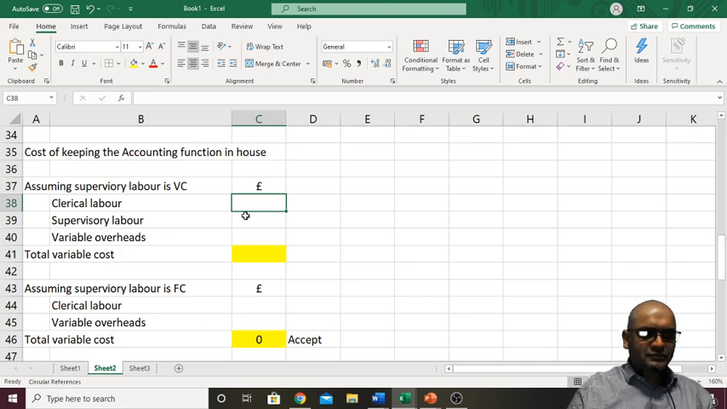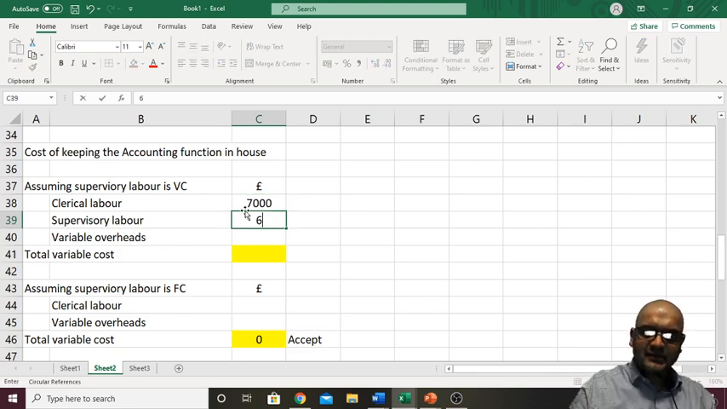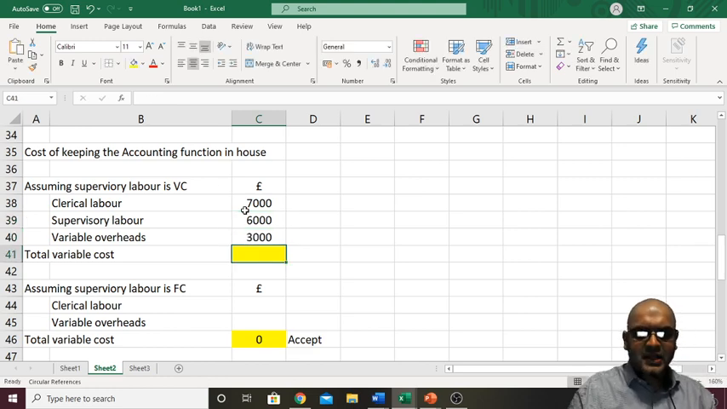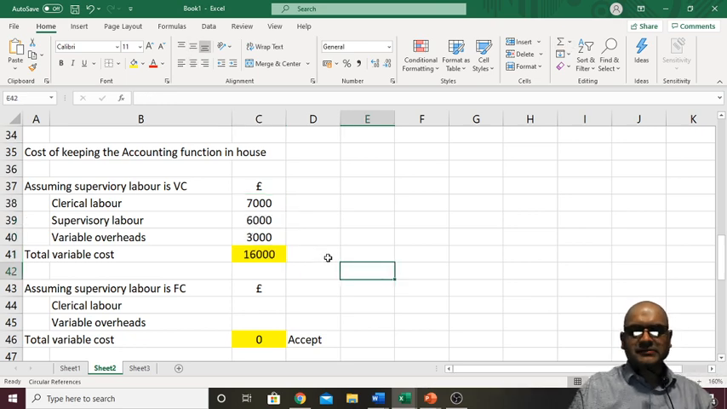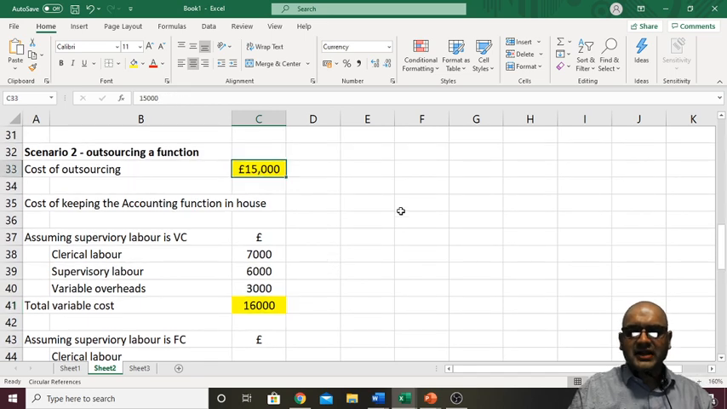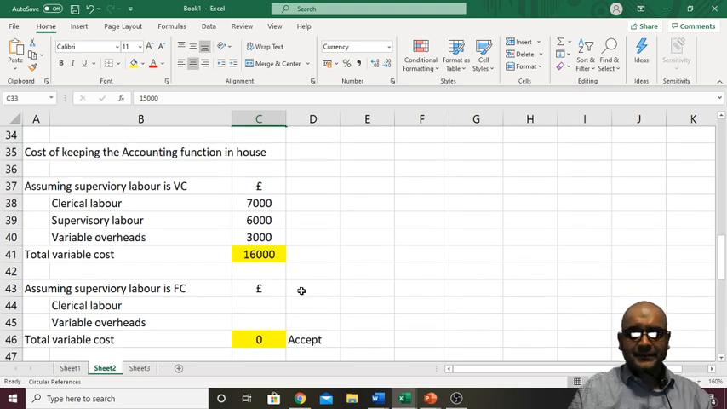So clerical labor, 7,000. Supervisory labor, we are considering this as a variable cost, 6,000. And variable overheads is 3,000. So the total is 16,000. If that's the case, clearly 16,000 is greater than the cost of outsourcing, and therefore we should outsource. If we keep it in-house, then it's going to be more expensive.